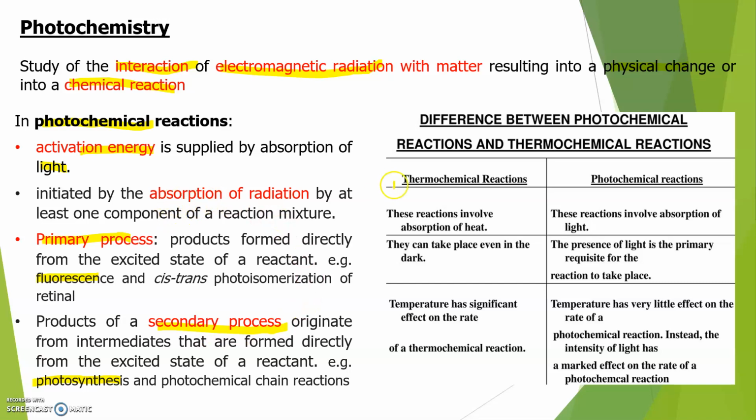The basic difference between thermochemical reactions and photochemical reactions is the presence of light as the primary requisite for a photochemical reaction to take place, and the temperature dependence of thermochemical reaction, whereas photochemical reactions have little to no effect on the reaction rate or the reaction process.